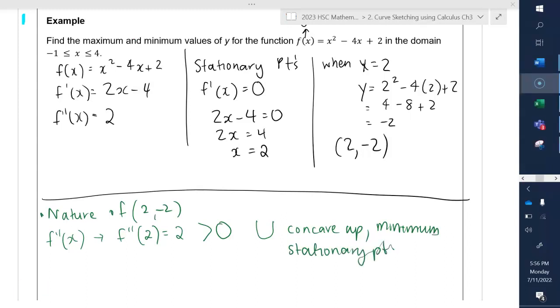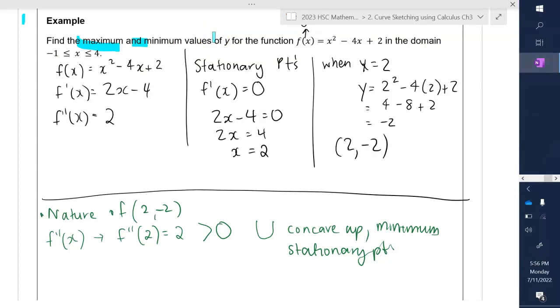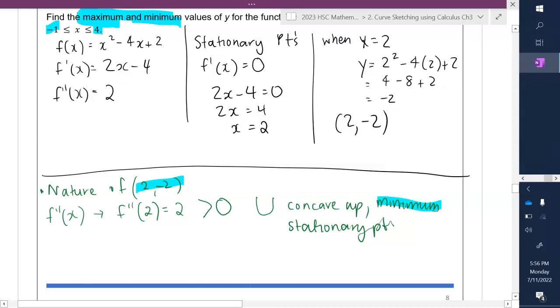Okay, so that's given us a little bit of information about our function. But what we're wanting to do, remember, is we're wanting to find what the maximum and minimum values are. So we know we've got a minimum stationary point, but let's figure out whether or not our endpoints here, our minus 1 and our 4, are going to give us a value that's lower than what our stationary point is. And the only way we can do that is by substituting in minus 1 and substituting in 4 into our function up here. So that's what we need to do next.